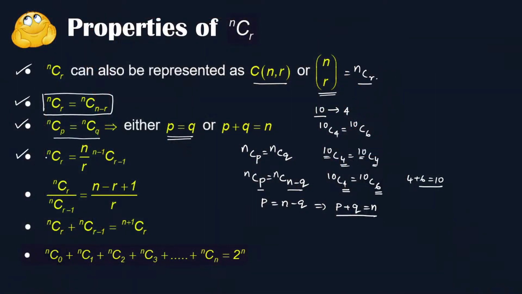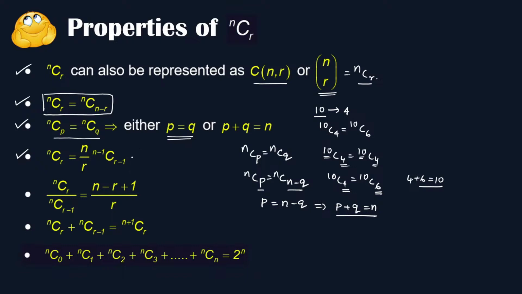The next property is nCr equals n by r times (n minus 1)C(r minus 1). This is a very, very important property. Those who have already done binomial theorem will see that in binomial series, we used to use this property a lot. So what is nCr? It can be written as n by r times (n minus 1)C(r minus 1).